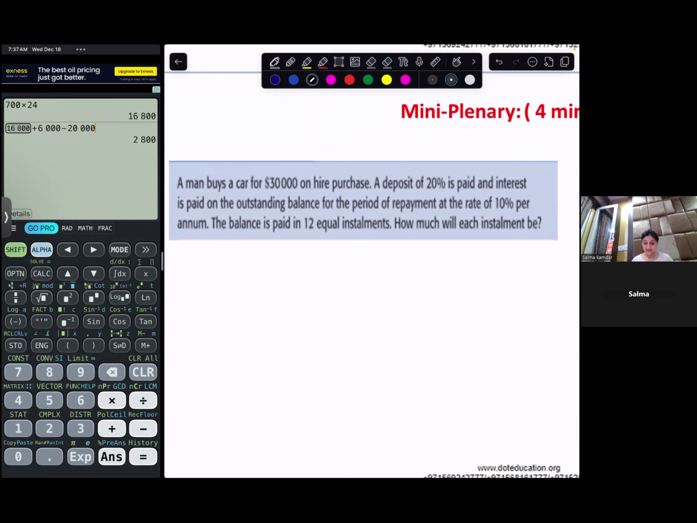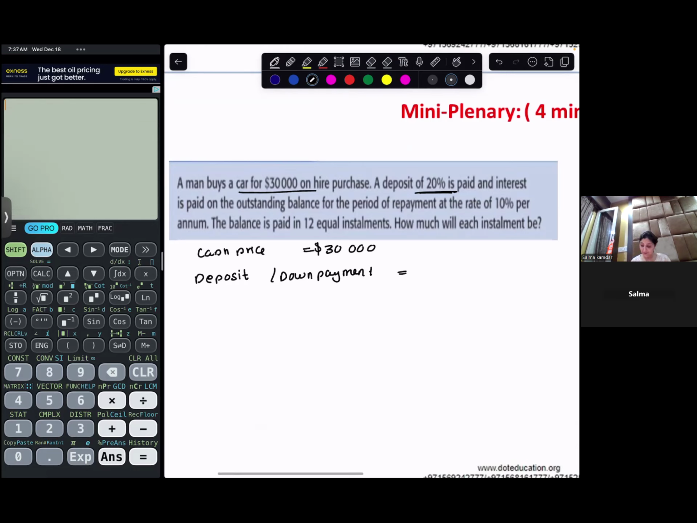Okay, let's start. A man buys a car for 30,000 on hire purchase. So the value of the car is 30,000. So I would say my cash price is 30,000. A deposit of 20% is paid. Deposit is nothing but your down payment. And your down payment is 20%. That is 30,000, 20% of it gives you 6,000.